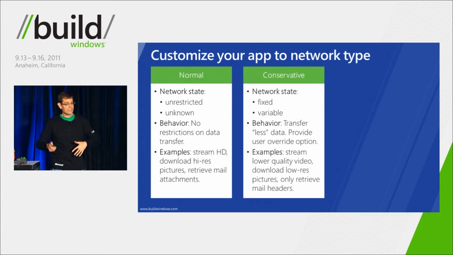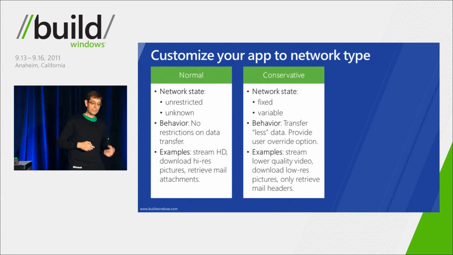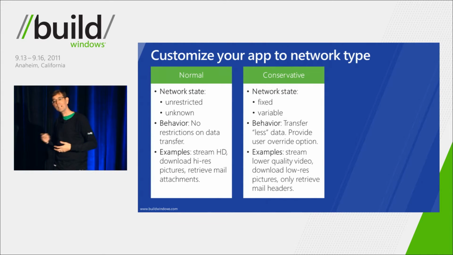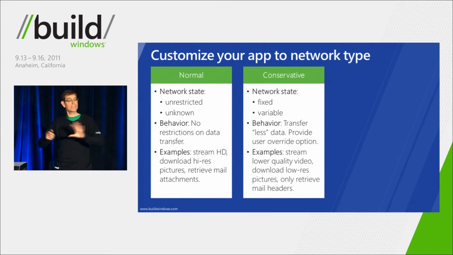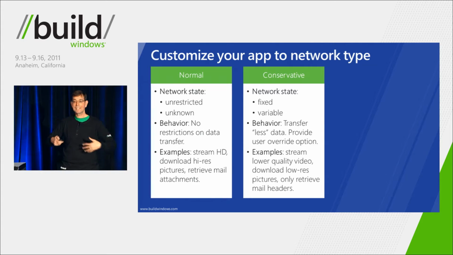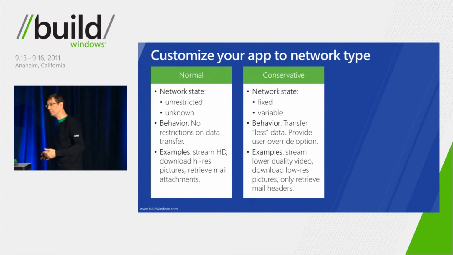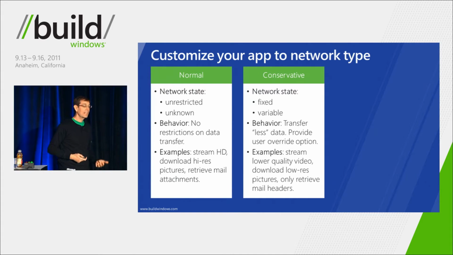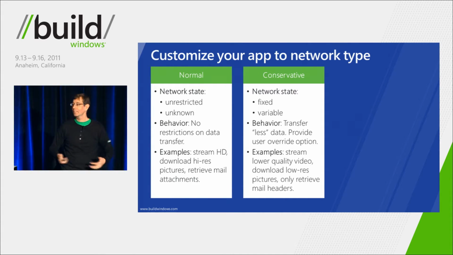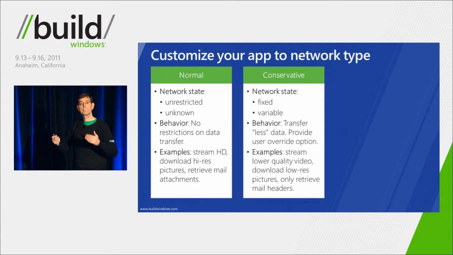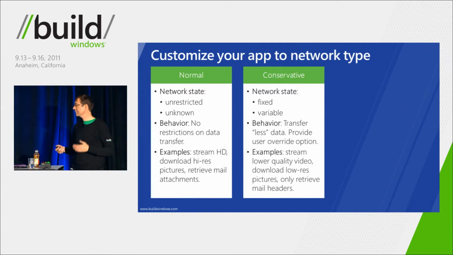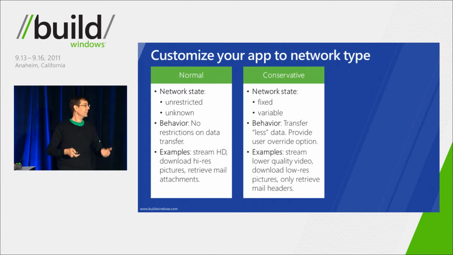And I also have a state that's conservative, and the network state is, well, that's when it's fixed or variable, when I think that there might be more cost associated with it, in which case I still use the network. People get their mobile broadband cards because they want to use the network. They want to be connected wherever they are. And so they don't like to not do it. Of course you should allow networking. But be mindful that it's costing them money. And in this case, you should, for example, transfer less data.